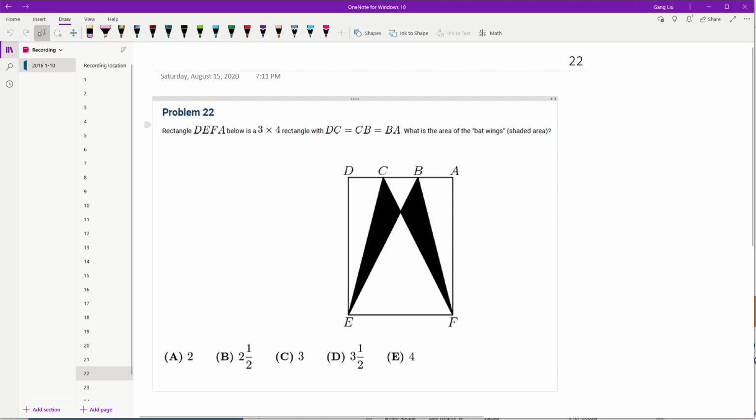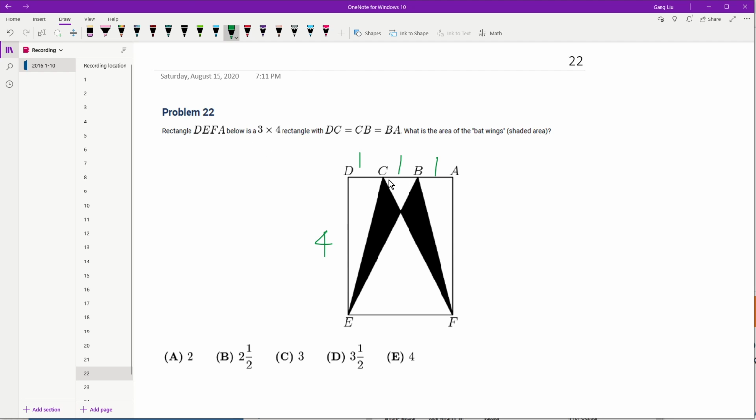Rectangle DEFA shown below is a 3x4 rectangle with DC equals CB equals BA. What is the area of that wing shaded area? So here is 3. This is the narrow side. So this is 1, 1, 1, and this is 4.